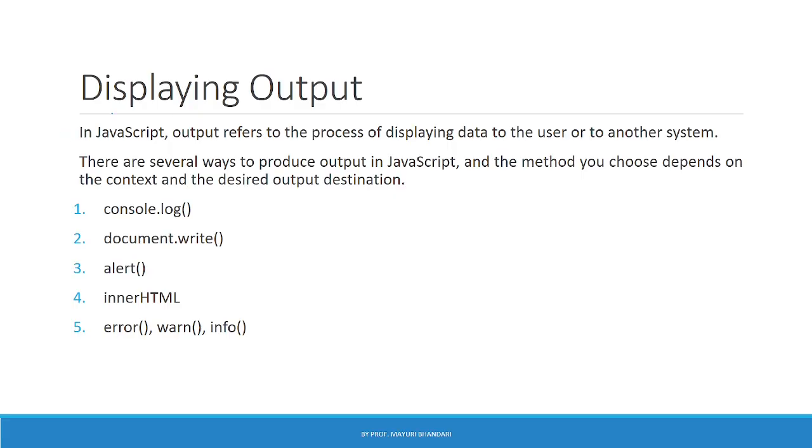Next point is about displaying output. In JavaScript, output refers to process of displaying data to the user or to another system. So there are multiple ways to produce output in JavaScript, and as per our requirement we can choose any method from these. So here we have first method is console.log, then document.write, alert, innerHTML, and in fifth way we have three methods: error, warn and info.